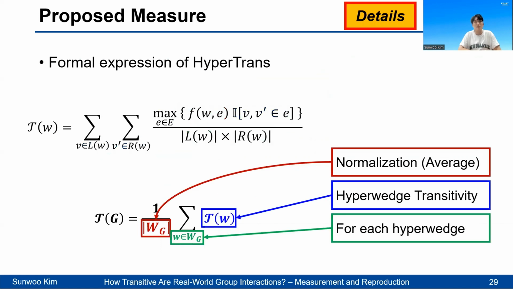At the hypergraph level, which is relatively simple, each term performs the following task. The green term rotates over the entire set of hyperwedges. The blue term computes the corresponding hyperwedge's transitivity, and the red term computes the average of such transitivities.